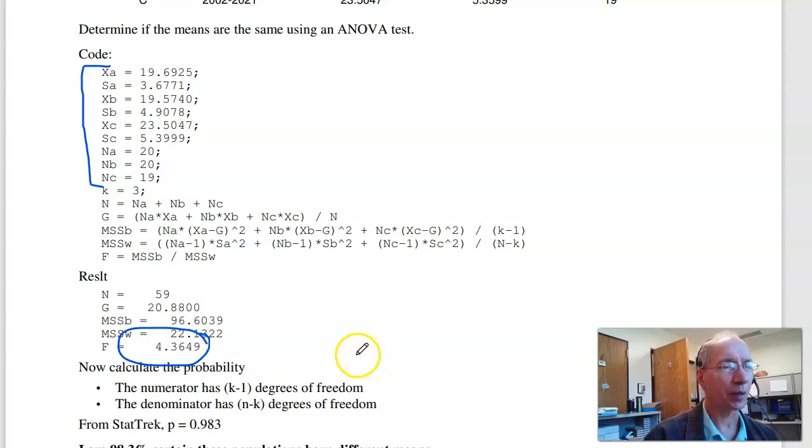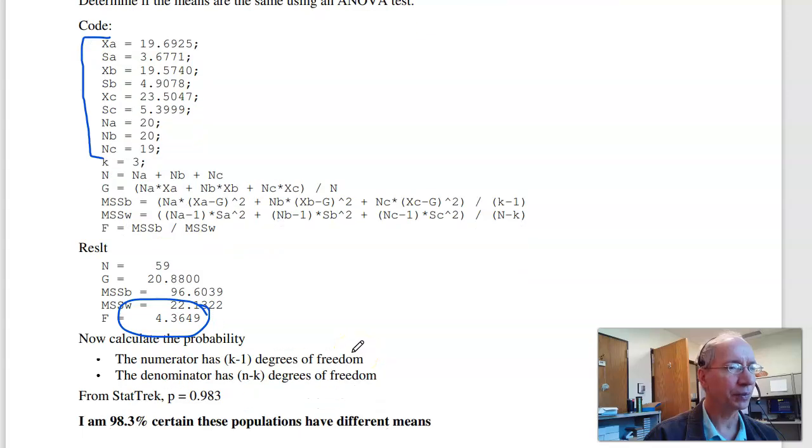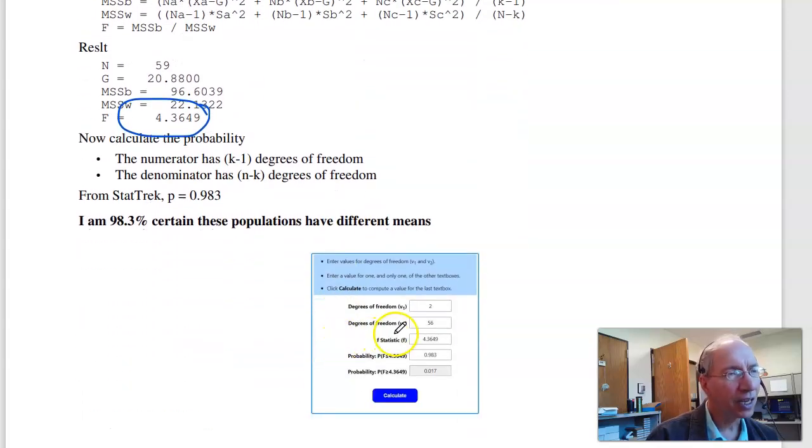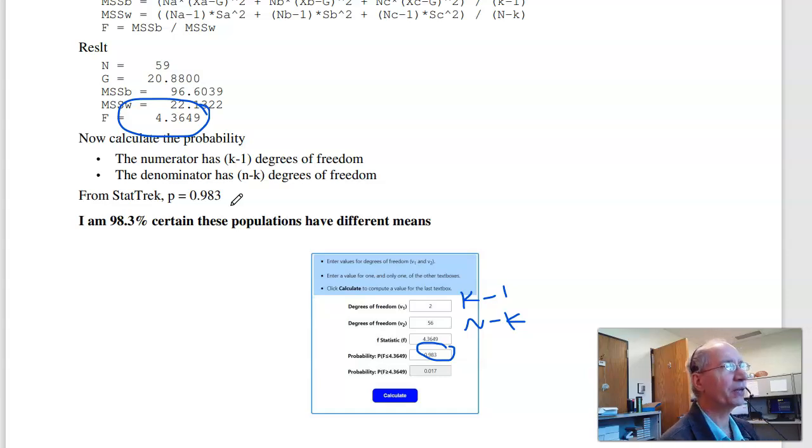Now to convert that to a probability, use an F-table. So here I'm using StatTrack. The numerator has k minus 1 degrees of freedom, or 2. The denominator has n minus k degrees of freedom. That's 56. My F-score is 4.3. Comes up with a probability of 0.983. So I'm 98.3% certain that the rainfall is different in at least one of those data sets. So something is changing.